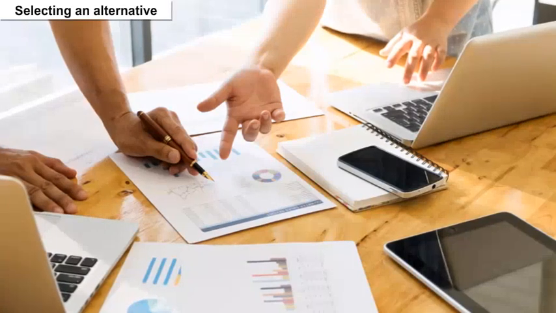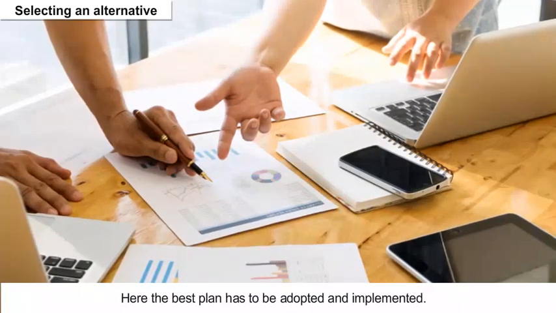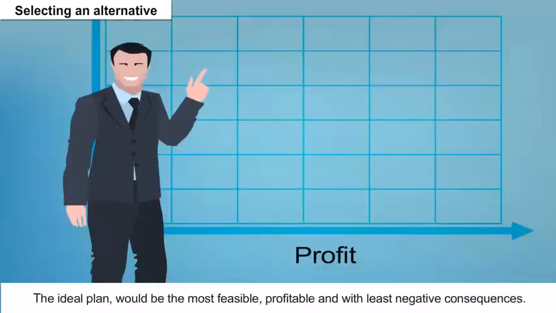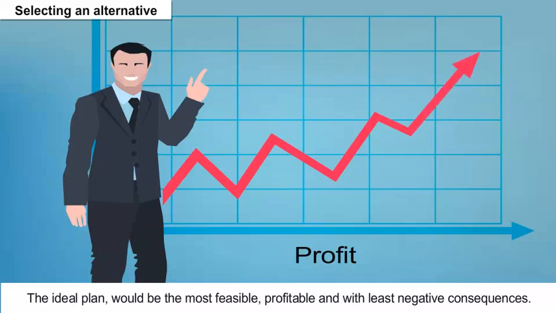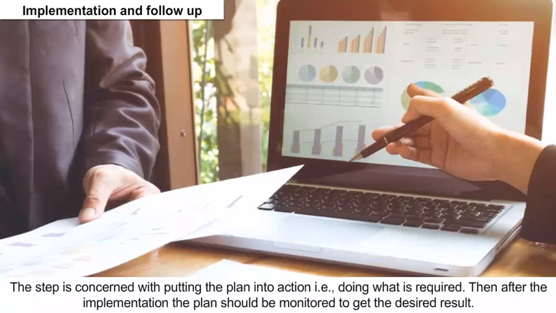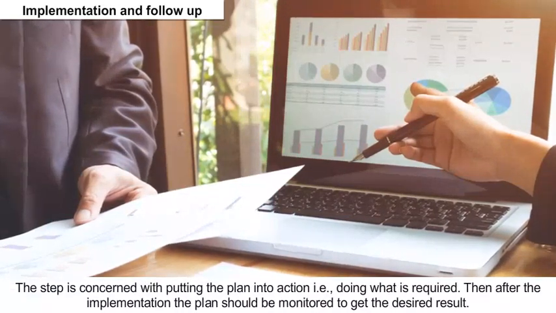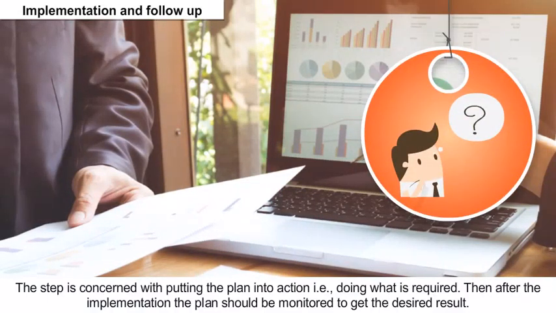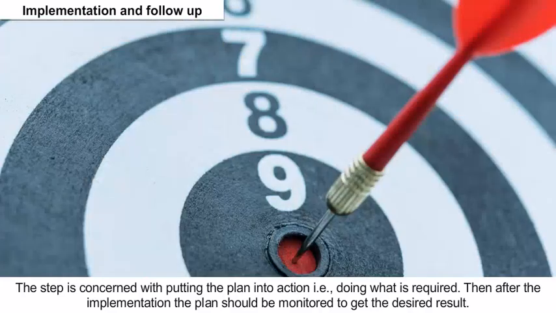Selecting an alternative. Here the best plan has to be adopted and implemented. The ideal plan would be the most feasible, profitable, and with the least negative consequences. Implementation and follow-up. This step is concerned with putting the plan into action, that is, doing what is required. Then, after the implementation, the plan should be monitored to get the desired result.